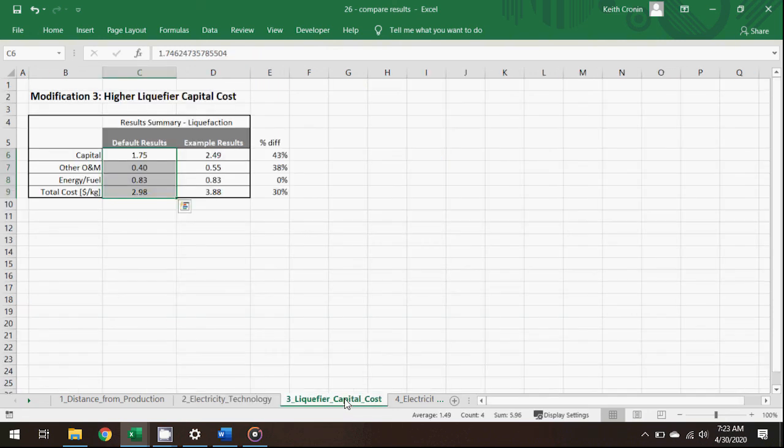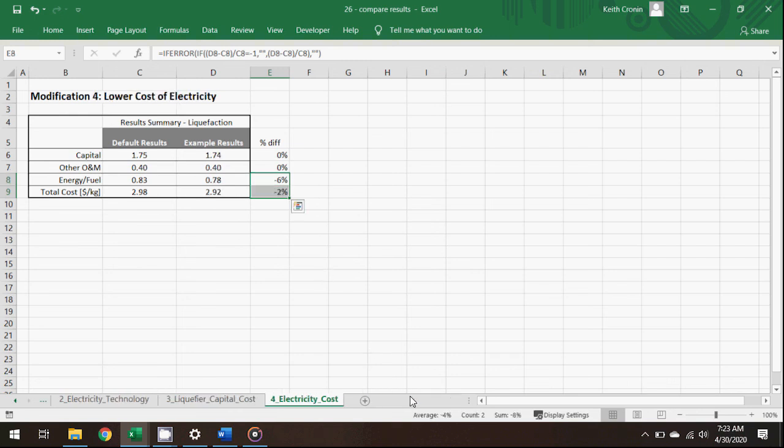In the third example, I increased the liquefier capital cost by about 50%, and that increased the total cost of liquefaction by 30%. And in the fourth example, I decreased the cost of electricity by about 70%, and that decreased the total cost of liquefaction by 2%.